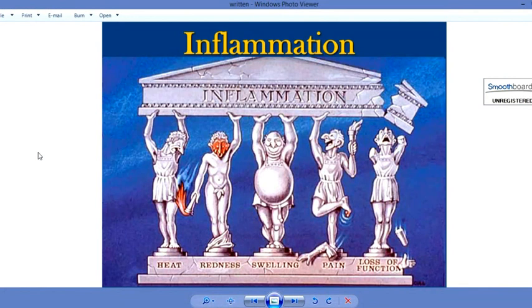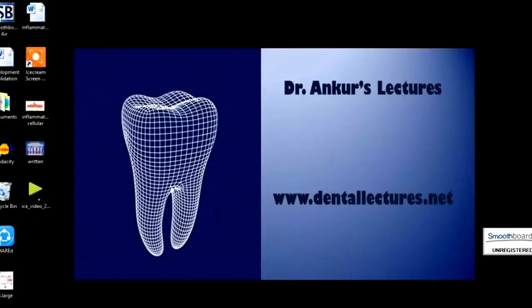Inflammation is a protective vascular response towards exogenous and endogenous stimulus causing cell injury. It is aimed to get rid of the initial cause of cell injury and its consequences, including the necrotic cells as well as tissues.